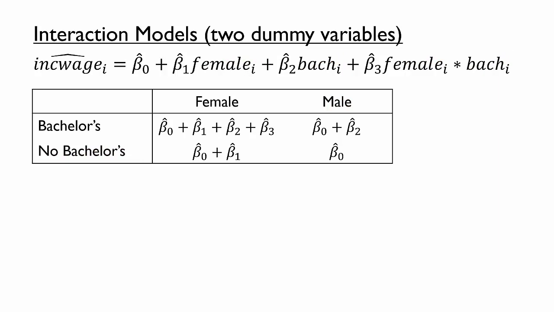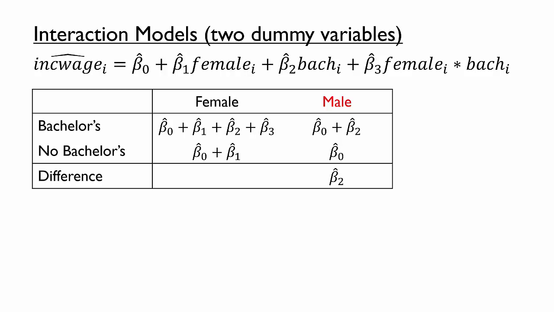For example, we can see that beta 0 hat represents the predicted income of men without a bachelor's degree. To get a better sense of the remaining coefficients, let's draw some comparisons across cells in the table. For example, if we focus on men and calculate the difference in predicted incomes between those with a bachelor's degree and those without, we see that this difference is beta 2 hat. In other words, beta 2 hat tells us the additional earnings associated with a bachelor's degree for men. The analogous earnings boost for women is beta 2 hat plus beta 3 hat.